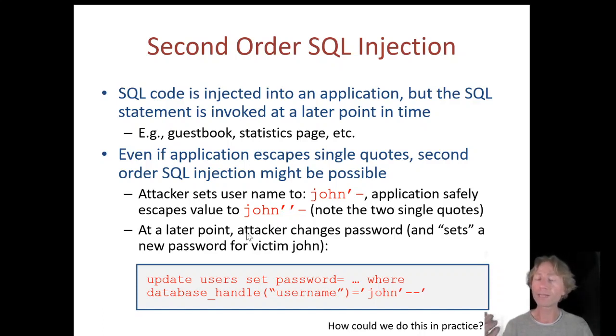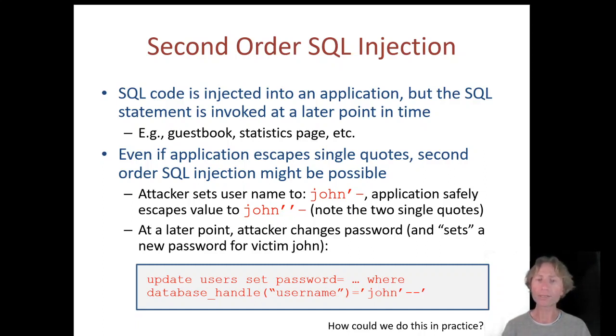But now if at a later stage the attacker convinces the application to obtain this from the database, for instance, when the attacker wants to change the password for its username, okay, and set a new password for the victim John, what will happen is that update users set password equals whatever, where the database handle username equals, and then here it comes, tick John tick dash dash. So this is obtained from the database, used to construct a query, and again we have the same problem. We call this second order SQL injection.